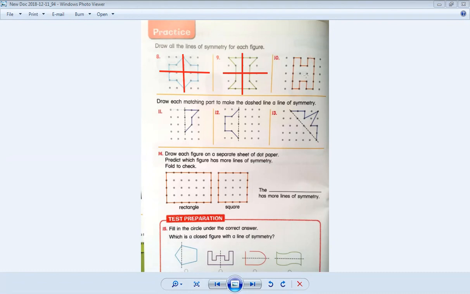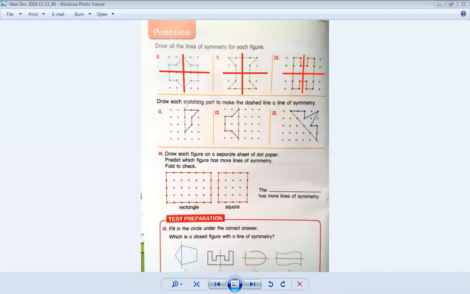This figure looks like the letter H. What do you think? I can draw a vertical line of symmetry like that. So this half equals this half. I can fold and match exactly, and also a horizontal line of symmetry like that. So the figure up and down, or the half up and down, match exactly.